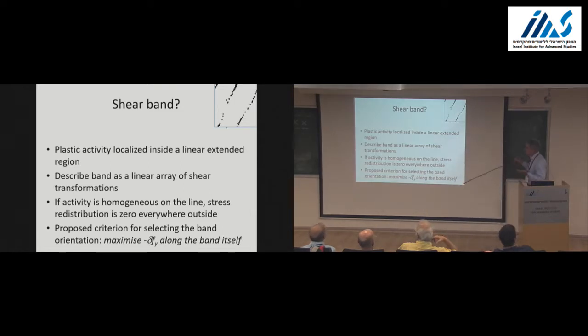And so based on this, in principle, you could have a band in essentially any direction. So what we propose is that the criterion that will select the direction of the band is not, as usual, to say it's 45 degrees because of the shear stress, but that it maximizes the change in the yield function inside the band. Of course, if you have a band that is operating, the yield function doesn't change outside, so one has to consider what is happening inside.